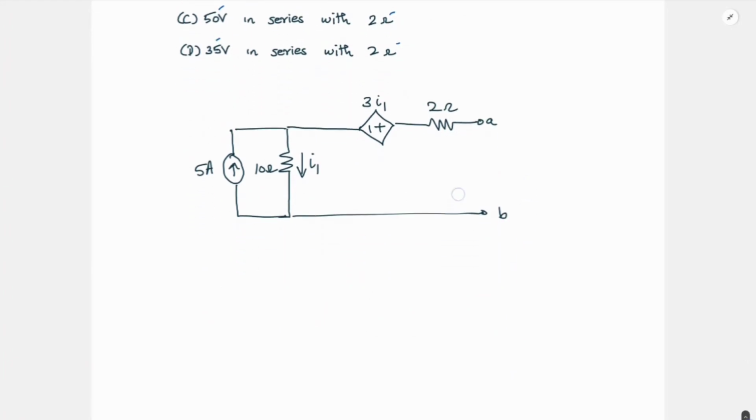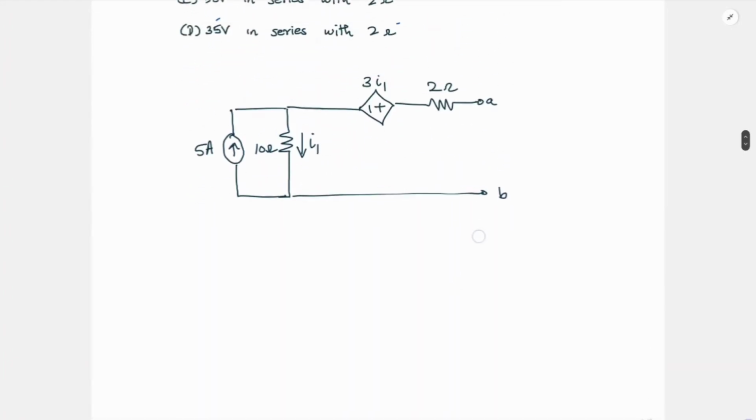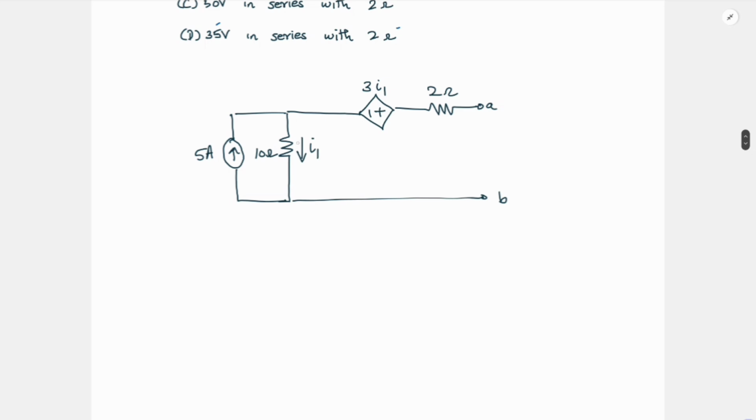in all previous questions, we used source transformation, right? But here you cannot use source transformation because the current in this arm is the controlling quantity for this voltage source. In that case, when you write it in this form, you actually lose the information on this I1, because this I1 is not equal to this I1, right? So you should not use source transformation in these cases.